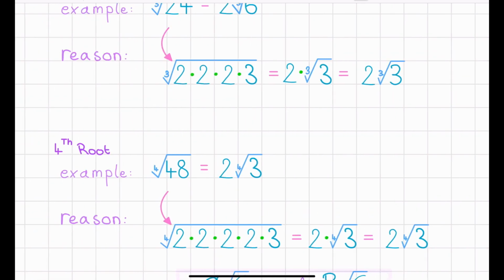For the fourth root, we have exactly the same. We're going to take what's being multiplied by itself 4 times, bring that outside of the radical sign, and we are left with what we need.